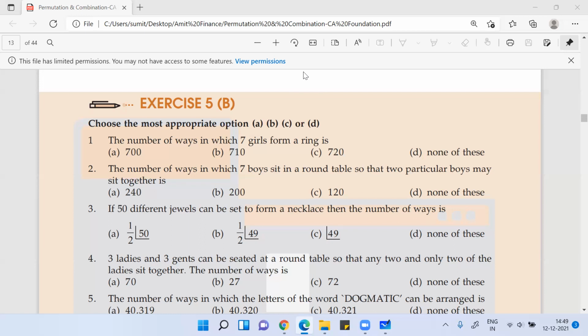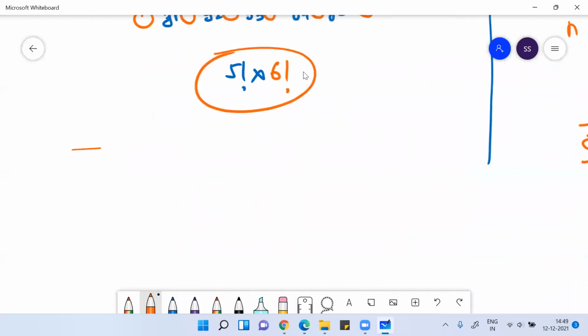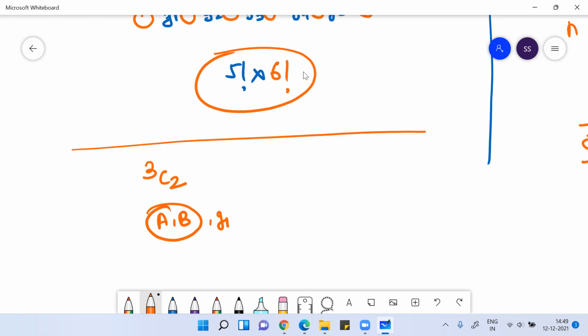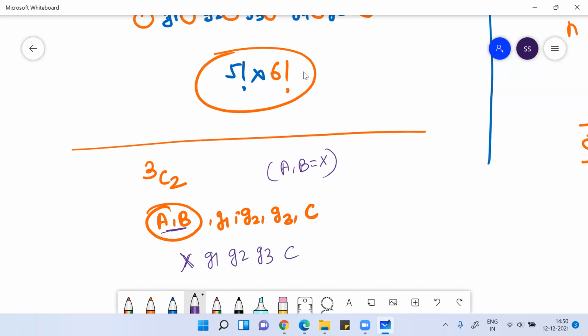So from 3C2 you will choose two ladies. Suppose the two ladies you've chosen are A and B. They should always be together. Then you have three gents, G1, G2, G3, and then you have one more lady whom you have not chosen, so she can be anywhere. Suppose A and B together make the letter X. Then you have X, G1, G2, G3, and C. C is the third lady.